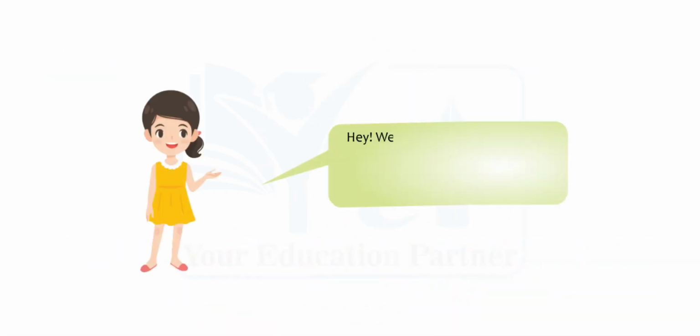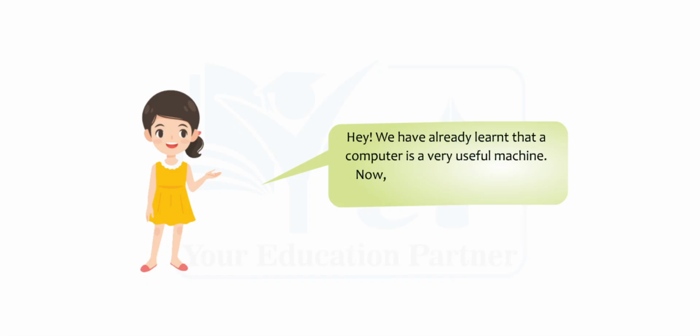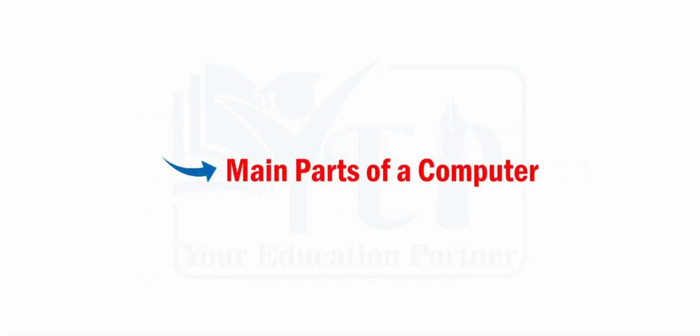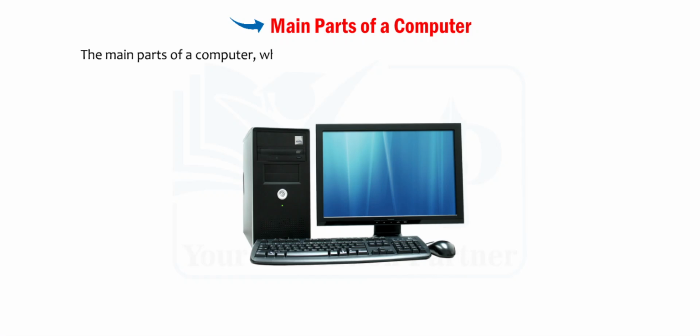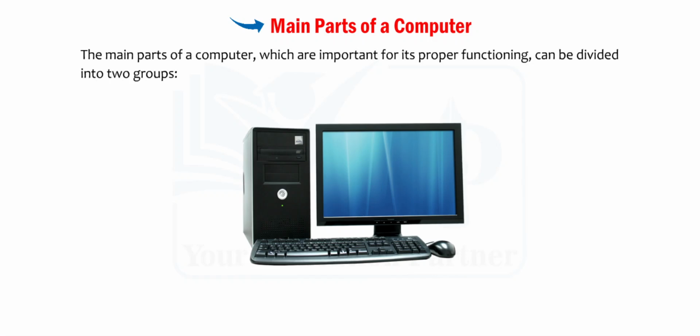Hi students, we have already learned that a computer is a very useful machine. Now, let's know the main parts of a computer. Main parts of a computer. The main parts of a computer, which are important for its proper functioning, can be divided into two groups.